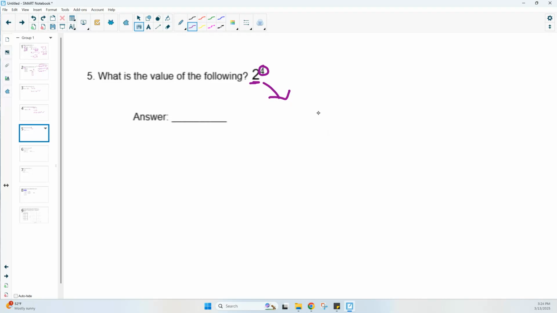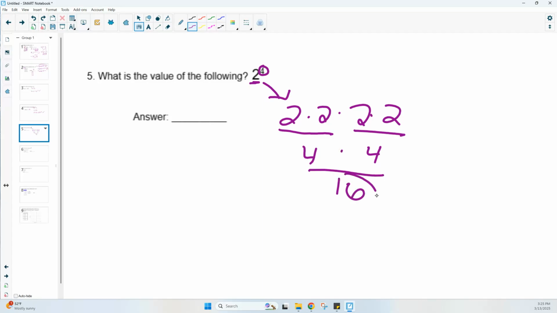So this really says 2 times itself 4 times, which would be written 2 times 2 times 2 times 2. Now we need to solve that out. This is not 8. This is not 2 plus 2 plus 2. I like to group these together. This 2 times 2 is 4. This 2 times 2 is 4. And then multiply those two together. 4 times 4 is 16. So 2 to the 4th power is 16 because it is 2 times itself 4 times.